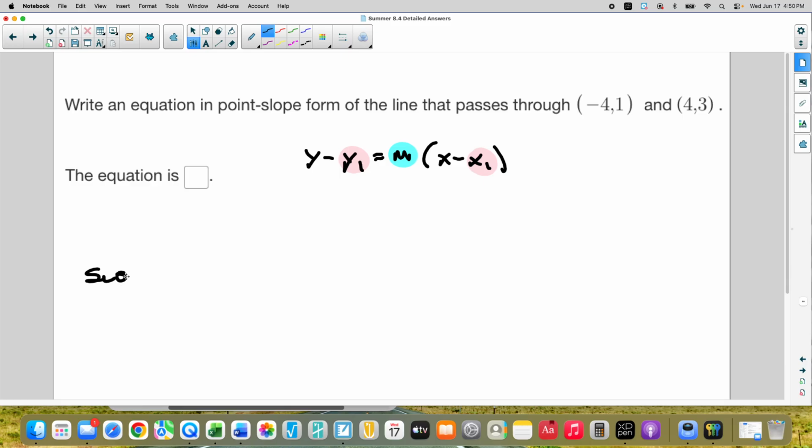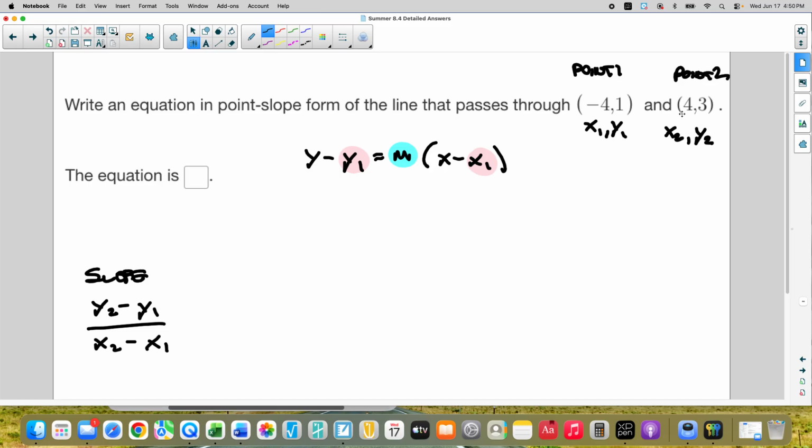Remember, we can find slope using this equation. Y sub 2 minus y sub 1 over x sub 2 minus x sub 1. So what does the 2 and the 1 mean underneath? Well, that's point 1, and this is point 2. So this is x sub 1, my x value in my first point. This is my y value in the first point. This is the x value in the second point. This is the y value in the second point. So the 1 and the 2 just differentiates between the points.